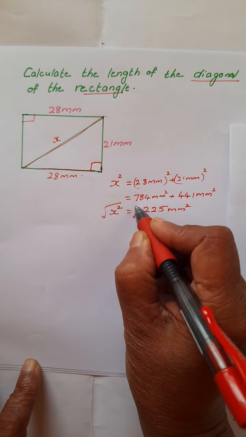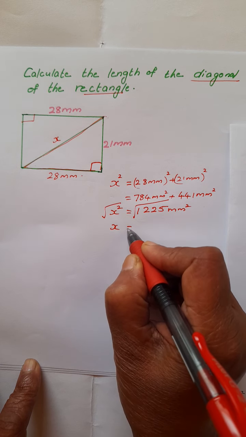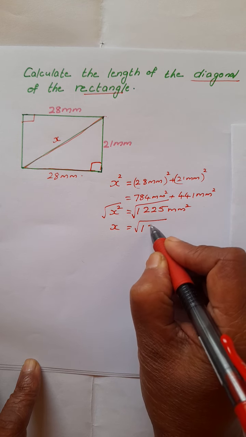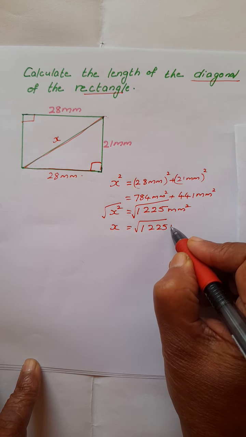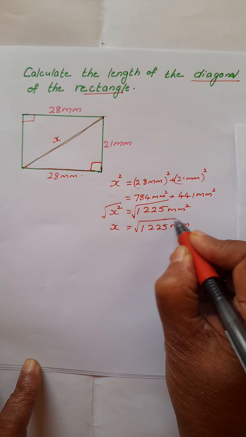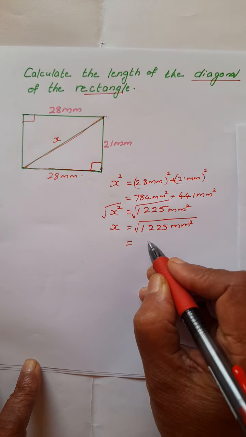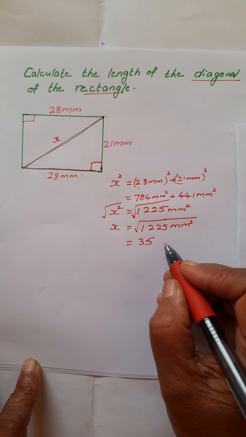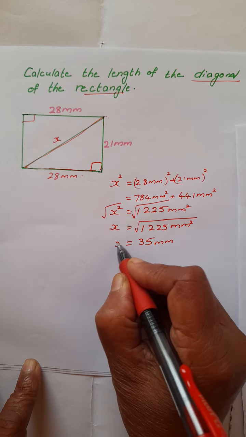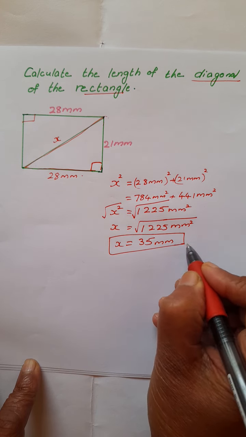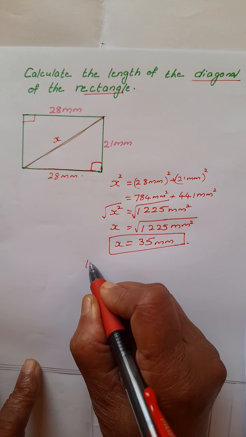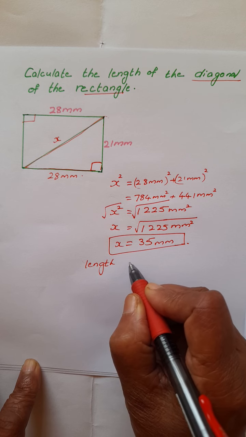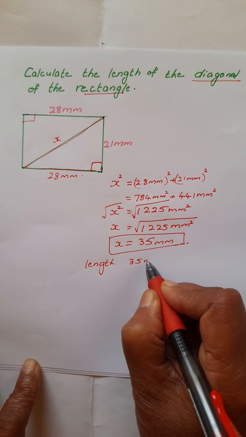Now we find the square root. So x is equal to the square root of x squared, which is x, the square root of 1225 millimeter squared. So that is equal to 35. The square root of millimeter squared is millimeter. So x is equal to 35 millimeters. So the length of the diagonal is 35 millimeters.